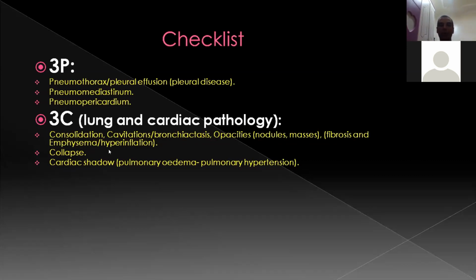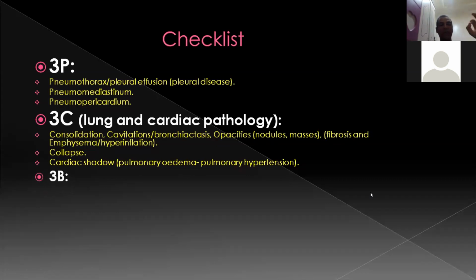So we have nodules and masses. And we have 2 points. One of these points reduces the inflation of the lung, what we call fibrosis, and another point makes hyperinflation of the lung. Two opposite items, it's emphysema. So we have consolidation, cavitation, opacities meaning nodules and masses, then fibrosis and emphysema. We have to clarify if there is any collapse of any lobes or not, and we can see the cardiac shadow. And for this cardiac shadow, you should know the signs of pulmonary edema and pulmonary hypertension.